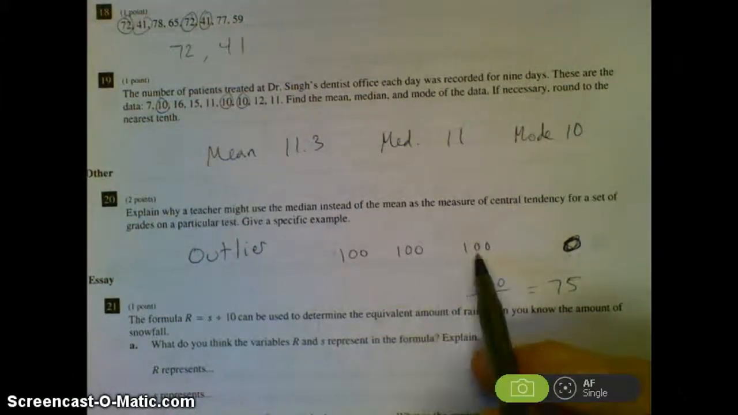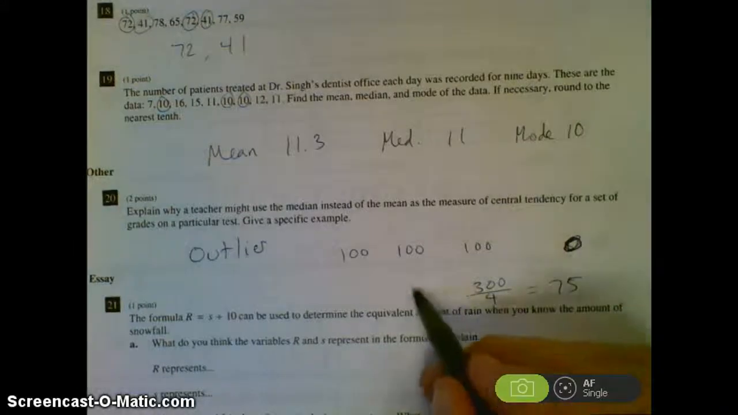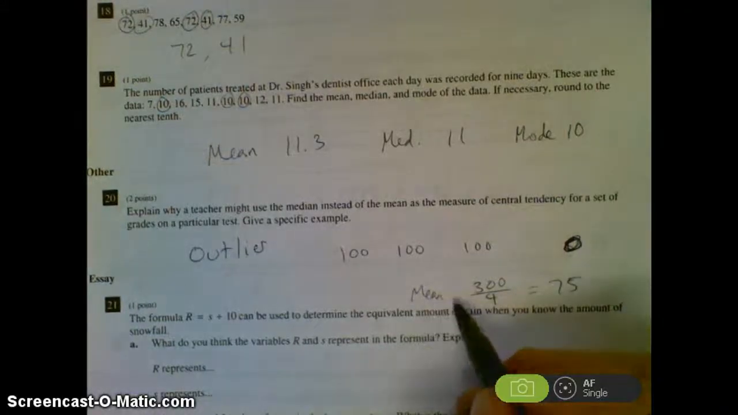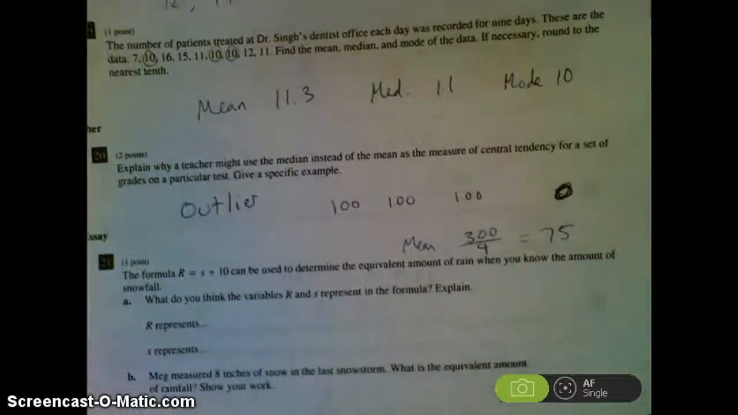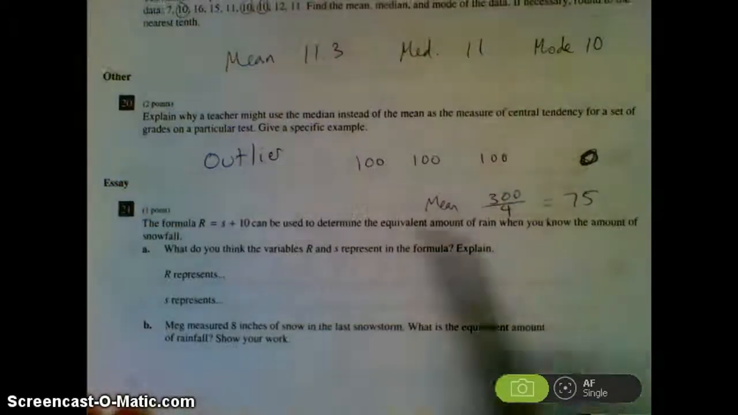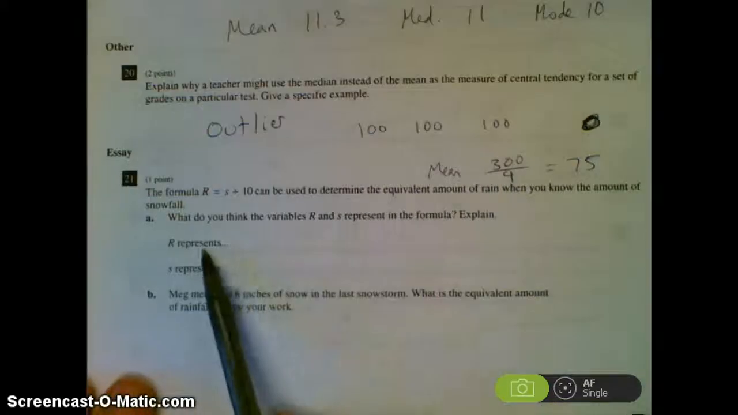But I had 3 kids do really well. But the mean shows a 75, which isn't that good. Doesn't tell you how well the kids actually did. So that outlier of a 0 really pulls down the mean.